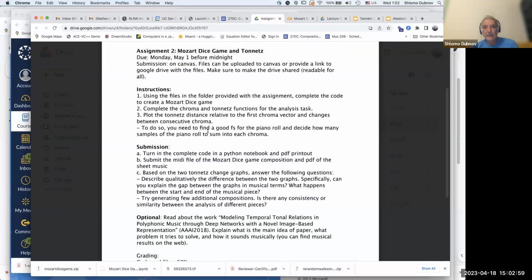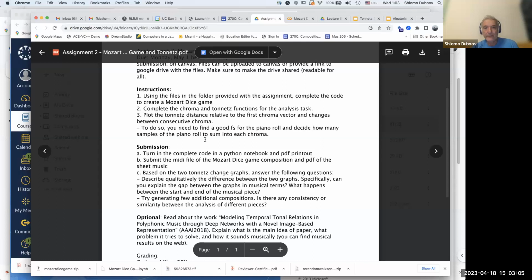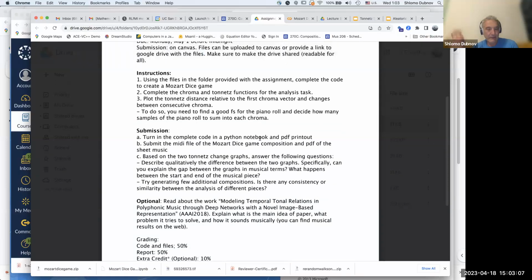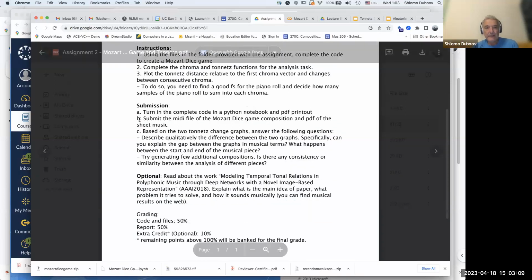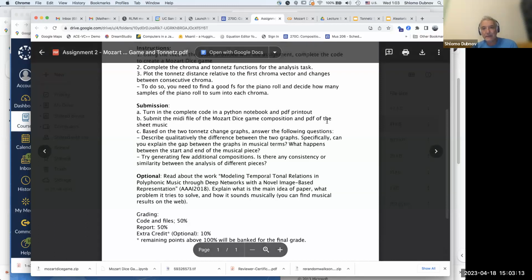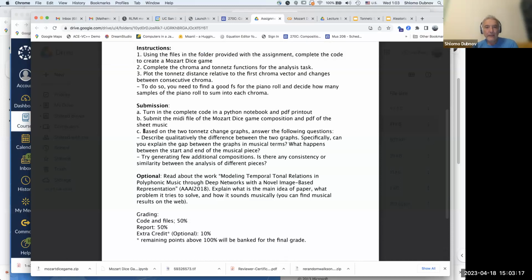And to do so, you need to find a good FS, the sampling in terms of the piano roll, and decide how many samples of the piano roll to assign to each chroma. So we talked about this. Submission, turning in the complete code. That's the usual. Submit the MIDI file of the Mozart dice game and the PDF. Basically, print the sheet music. And then this is more of the analysis.